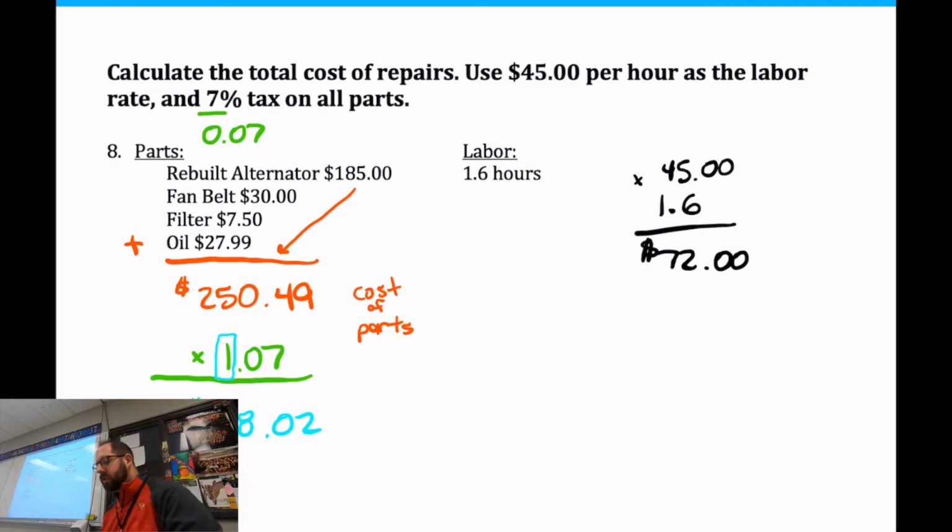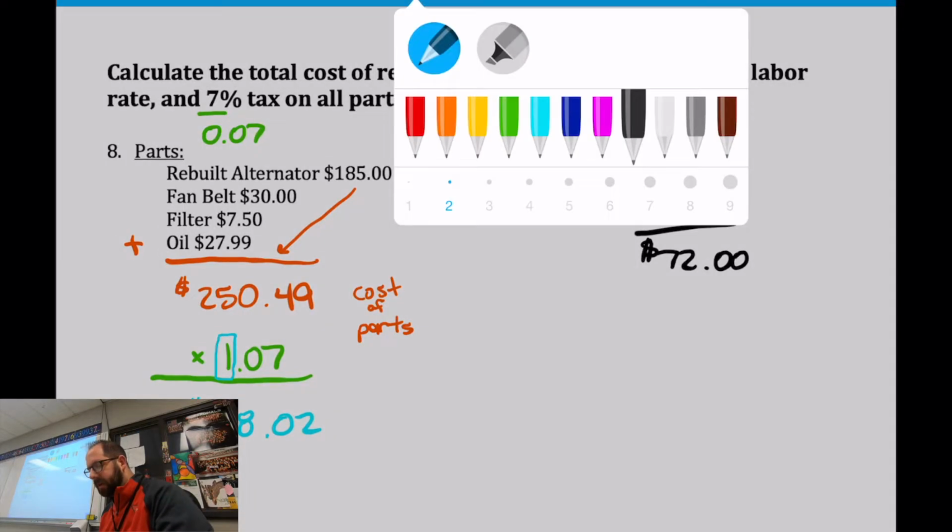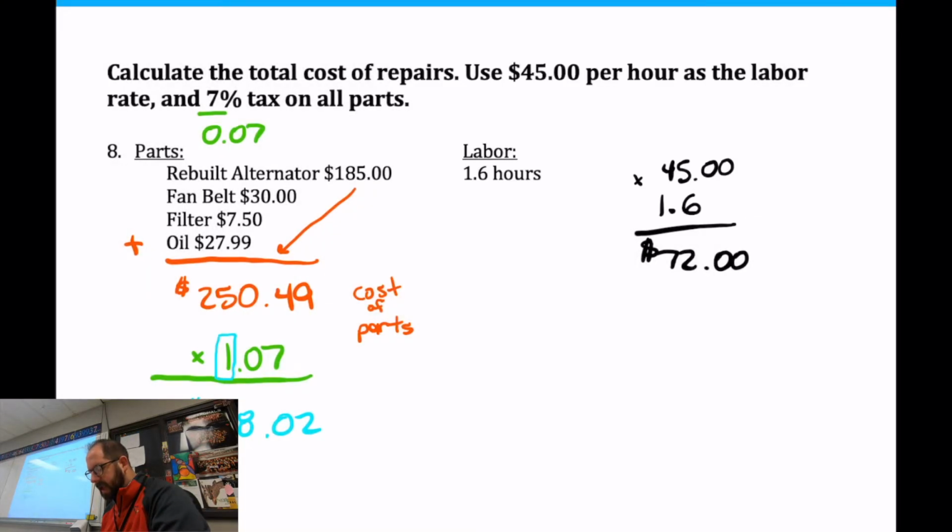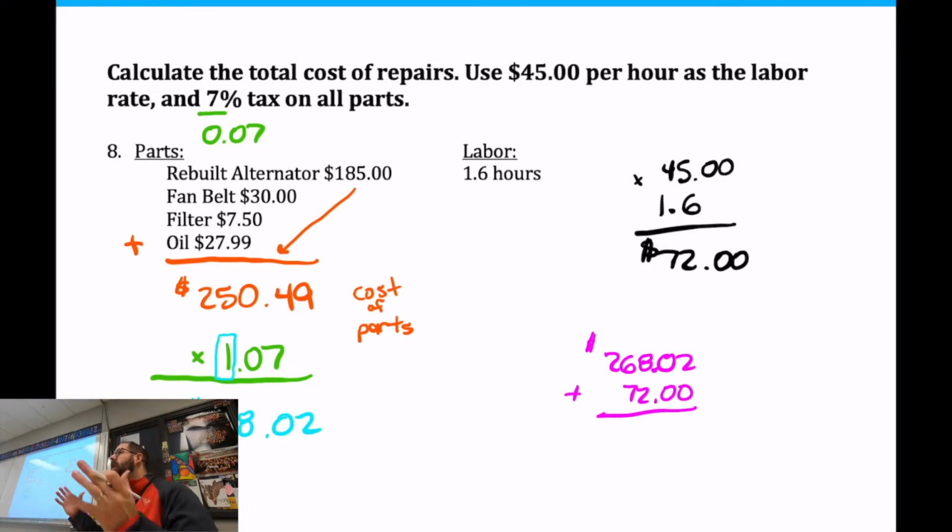Then you're going to add these two together. So for your final price, you're going to take the 268.02, and you're going to add the $72 on. This will be your total cost of your bill in the long run. They do not tax the labor. They only tax parts, something that's manufactured. So what are we getting? $340.02.